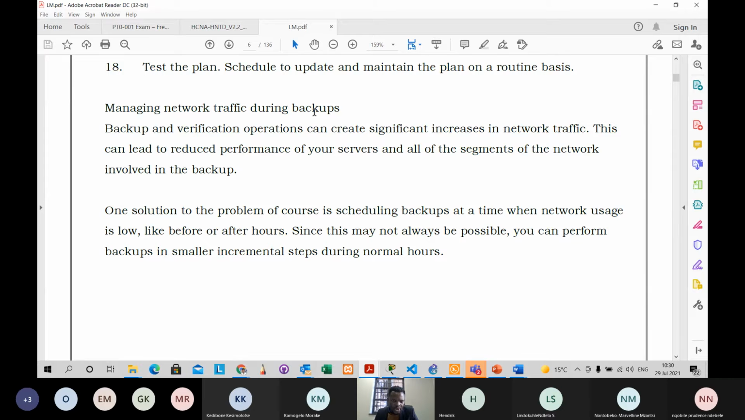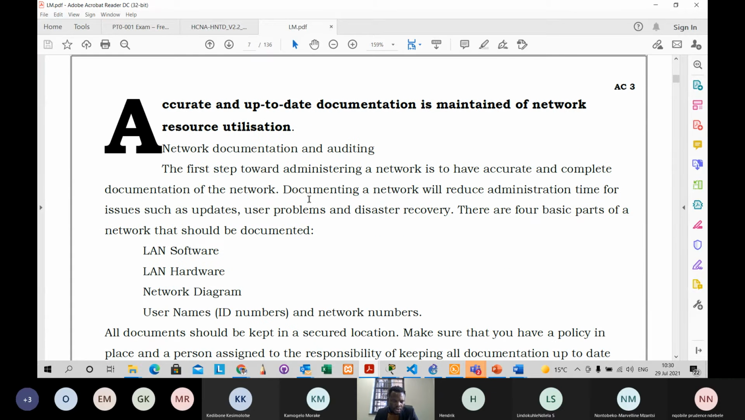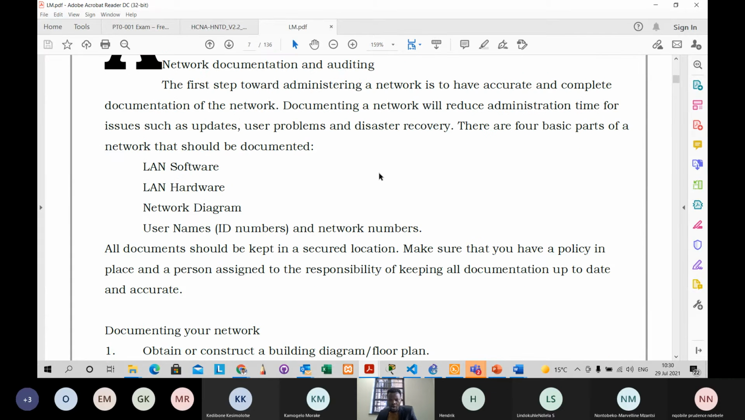Managing network traffic during backups. Okay, my question would be about a LAN. What is a LAN? What do you think a LAN is? A LAN, local area network. Can you describe a LAN for me?